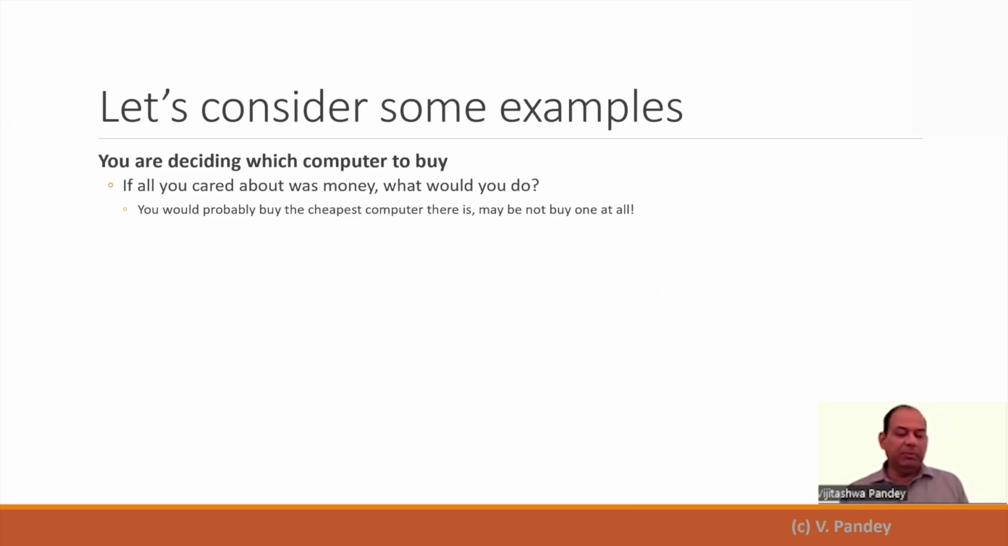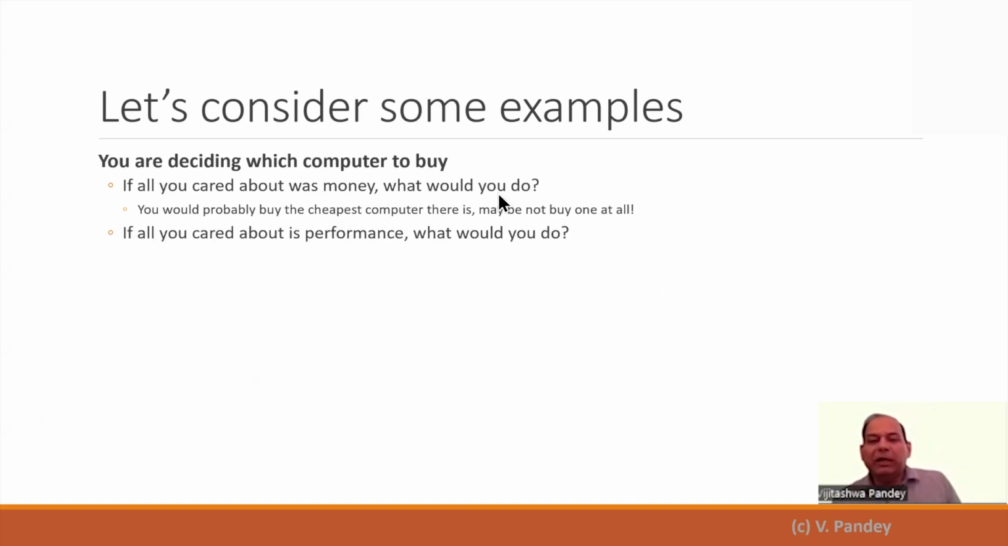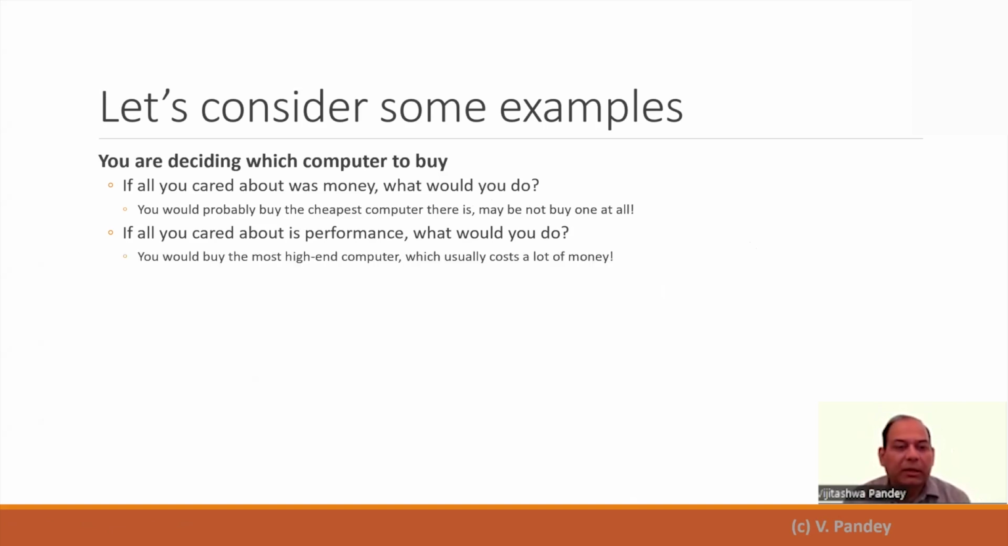In fact, there are some people who would just go to the library and use the computer there or at the university. They don't have to buy a computer. And this is a point I often make, that many times we think that we do have a decision and we have to act, sometimes not acting is also a decision. Okay. So on the other hand, if all you care about is performance, what would you do? In this case, you would say you buy the most high-end computer, which usually costs a lot of money.